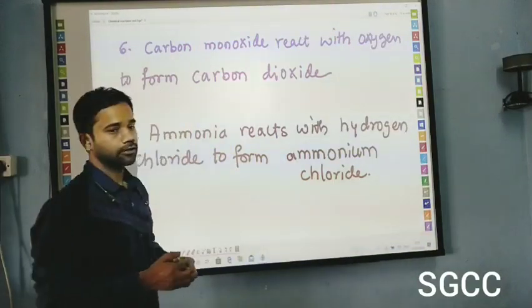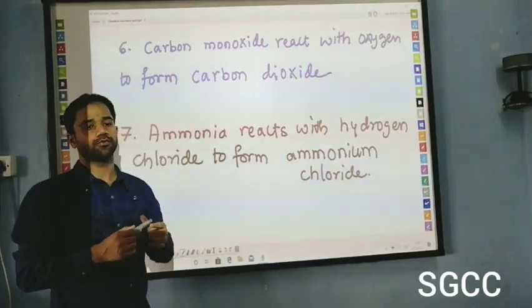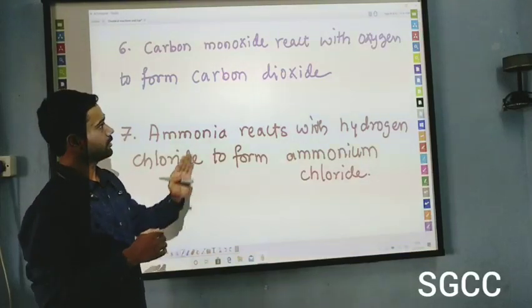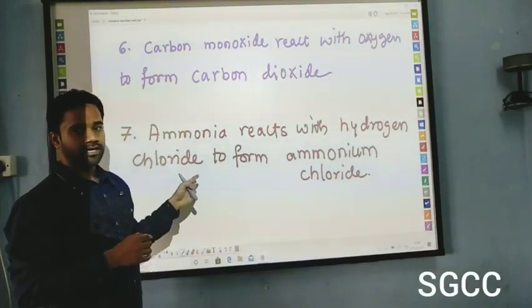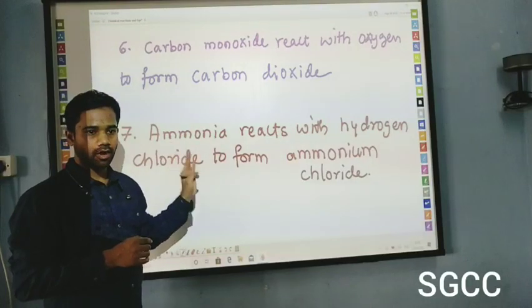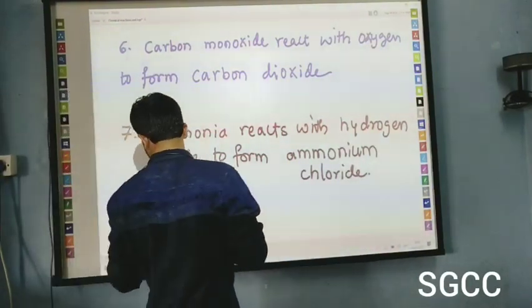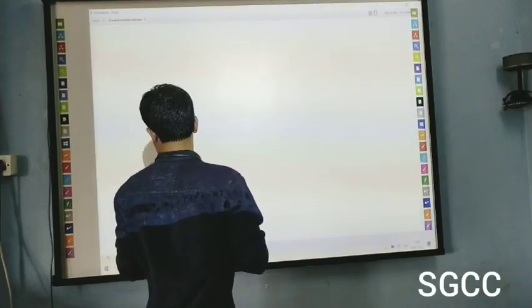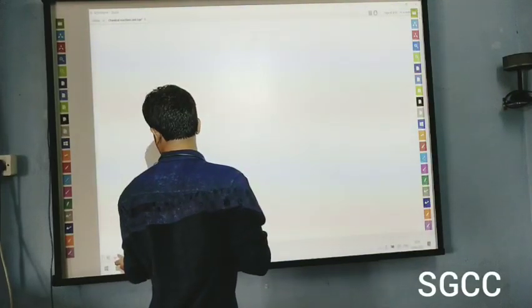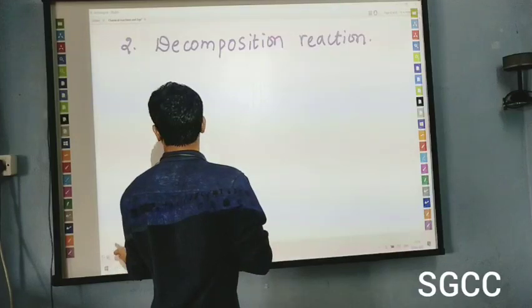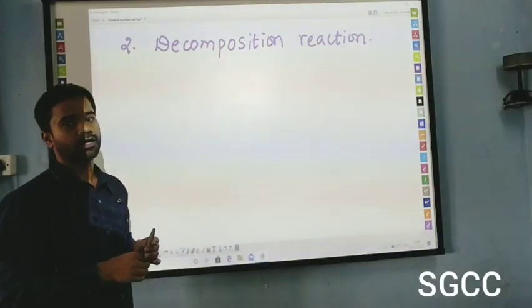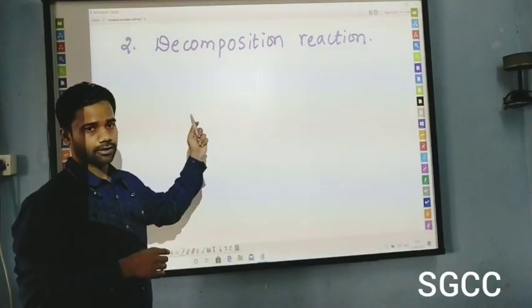Okay, these are the 2 homework problems for you to check whether these are examples of chemical combination or not. In the next class we are going to discuss the decomposition reaction. Thank you.